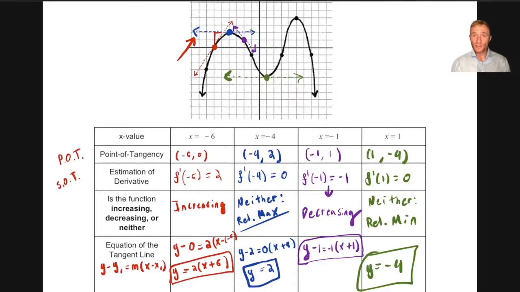To summarize all of this, derivatives are positive when your function is increasing. They're negative when your function is decreasing, because they match the slope of lines tangent to your curve at that point. And when you hit a relative min or max, your derivative will be 0.